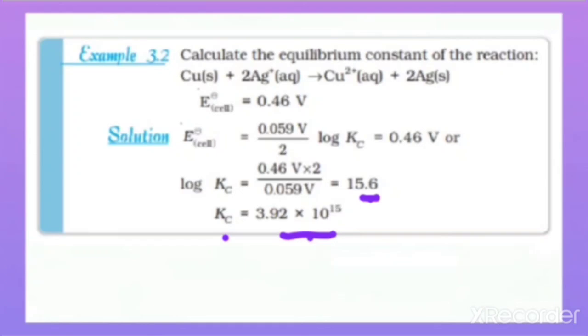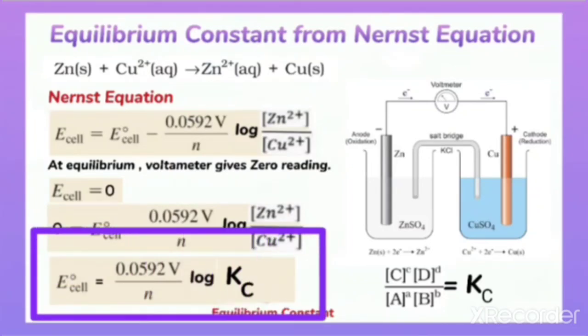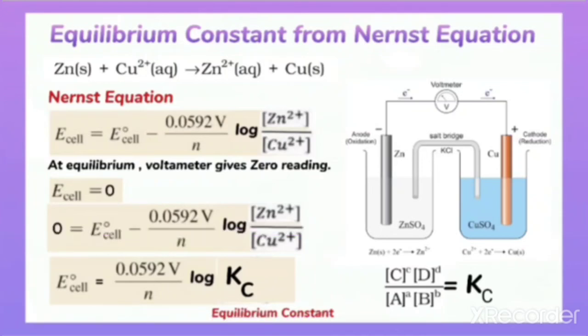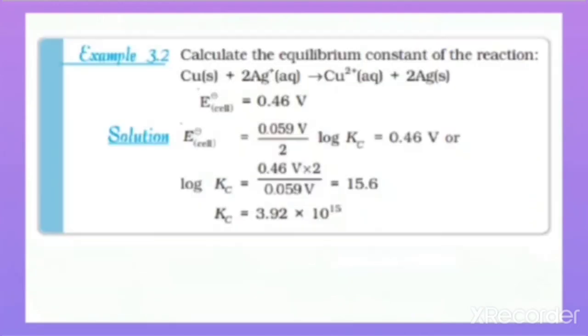This is quite an important type of question. Usually these types of questions will be there in the exam, so practice similar questions well. For this, you need to learn the formula. All of you note it down: E naught cell is equal to 0.059 by n log Kc. We apply this formula only at the equilibrium condition. Look at this problem carefully and do it in the notebook, and do similar questions in the notebook also.